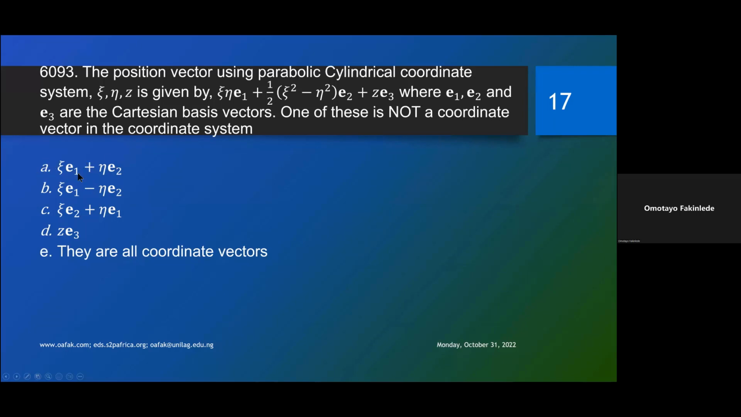Then, when you are in an exam mode, this A and C may look alike, but look a little bit closer. They are not. This is xi E1 plus eta E2. This is xi E2 plus eta E1. They look alike, but they are not the same. So, whereas this is a coordinate vector, this is a coordinate vector, this is a coordinate vector, this isn't. And they look alike.